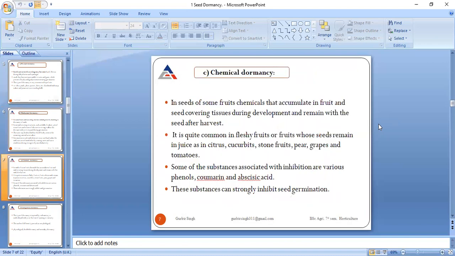Next is chemical dormancy. In seeds of some fruits, chemicals accumulate in the fruit and seed covering tissue during development and remain with the seed after harvest. It is quite common in fleshy fruits or fruits whose seeds remain in juice, such as citrus, stone fruit, pear, peach, and tomato. Some of the substances associated with the inhibitor are various phenols, abscisic acid, etc. These substances strongly inhibit seed germination.